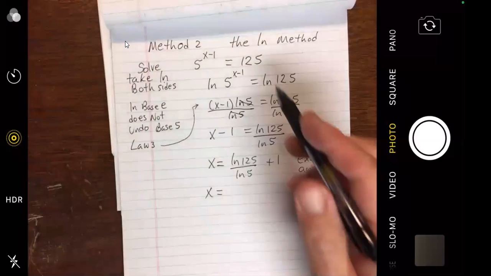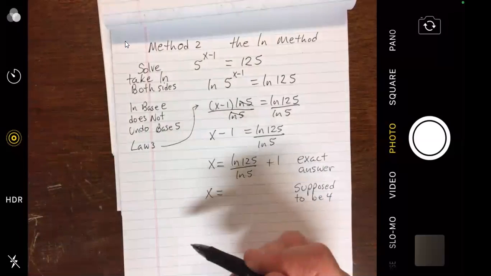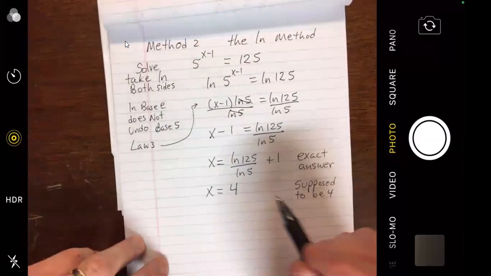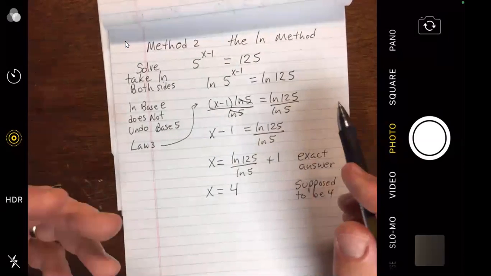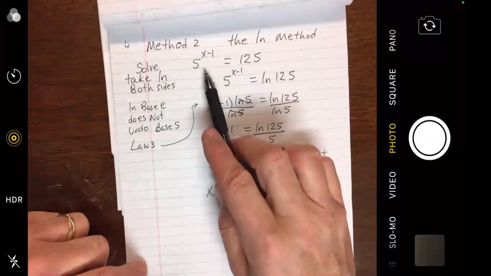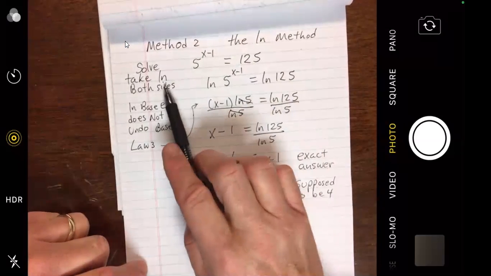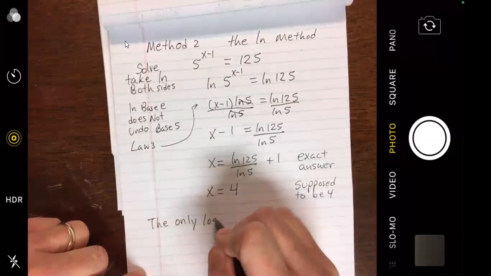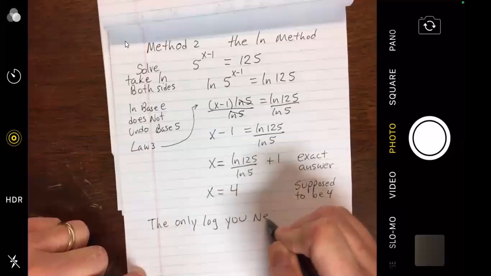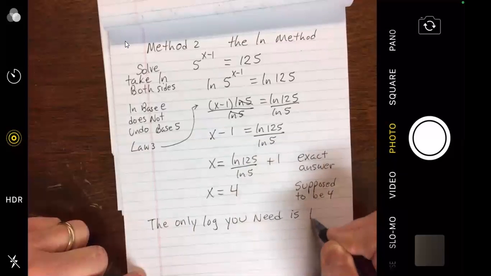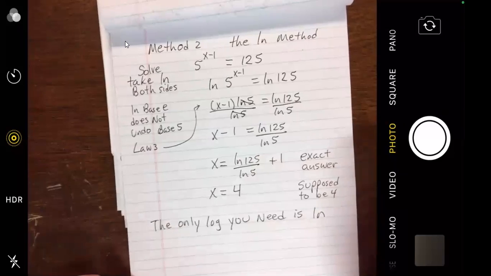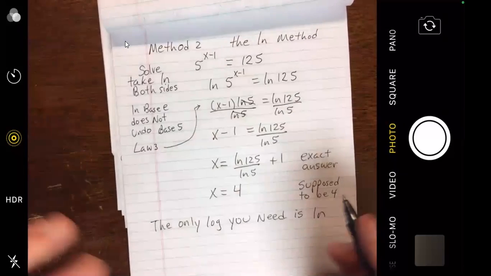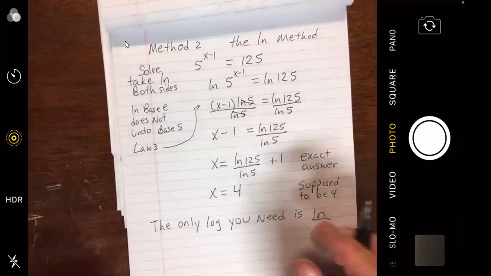Now, yeah, it's a little longer than the other method. But to me, the advantage is that it takes the thinking out of it. If I see an exponential, I use an ln. The only log you need is ln. You can do all exponential problems with ln, with natural log. That's the advantage of it, and it's on the calculator.